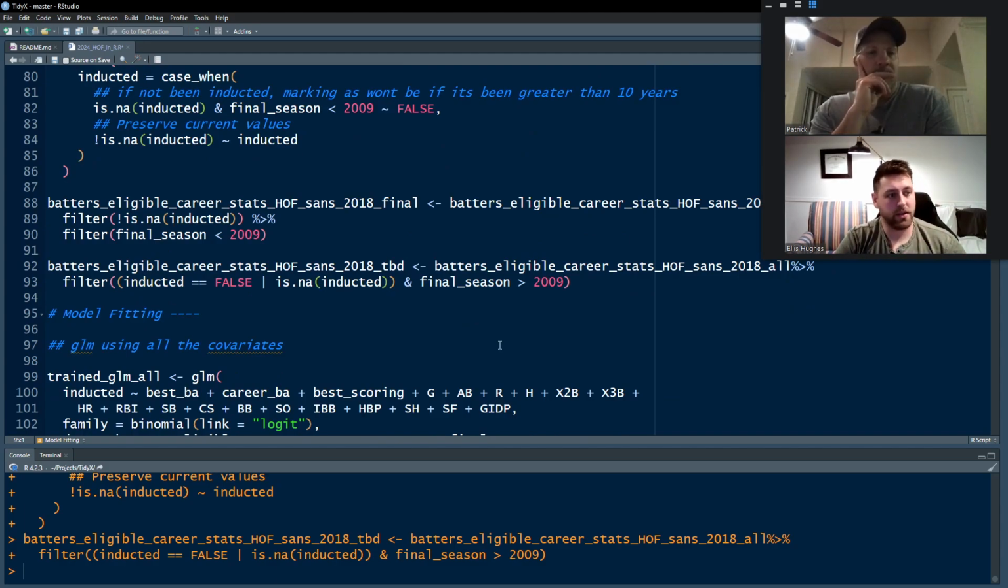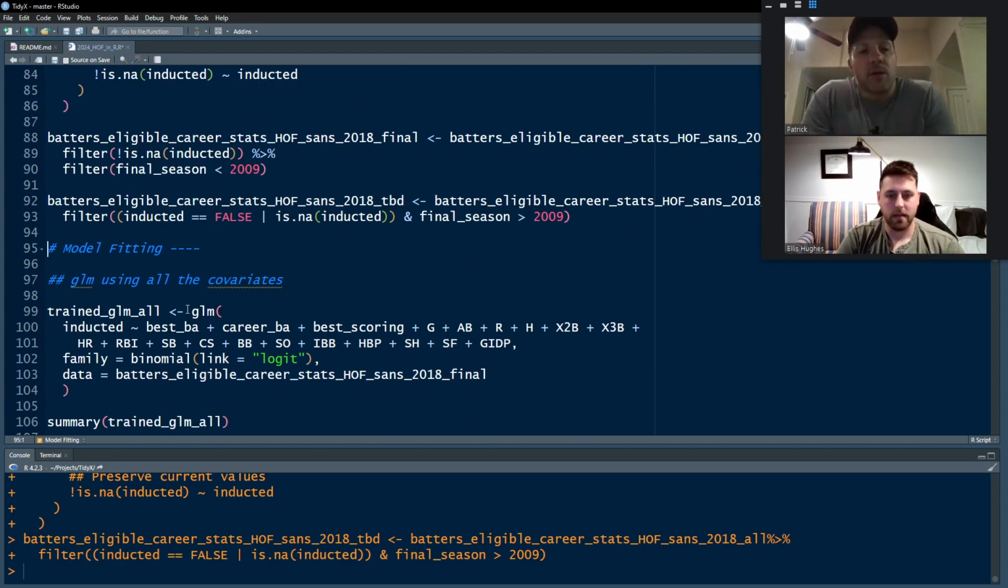So now we're going to fit a model. Patrick, do you want to show us how we do that? Okay, so we're going to be using a generalized linear regression, a logistic regression here. Why? Because the outcome variable, if you remember, is binary. It's either true or false. You either made it into the Hall, yes, or you did not, no, over the tenure of time that you were able to be voted in.